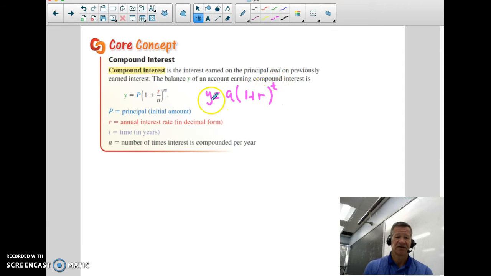Now, what's the difference? Well, they call this a, the starting number we used to have, they call it P now. That P represents principal. It's still the initial amount, but it's the initial amount of money, so it's called principal. Okay, r is still the rate of growth, and it still has to be written as a decimal. t is still time, but there's this n in here. And n represents the number of compounding periods, or the number of times the interest is compounded in a year.